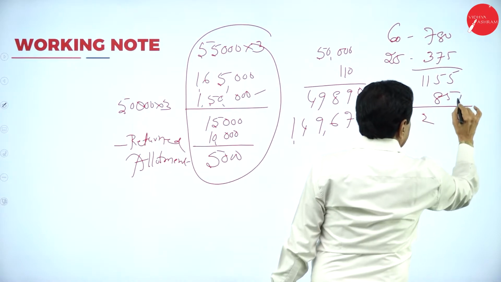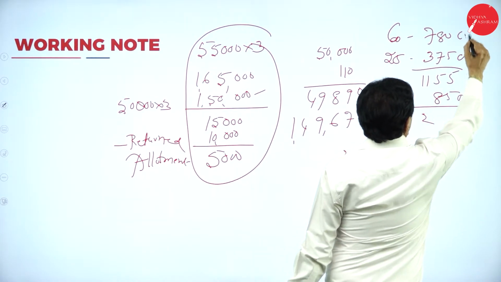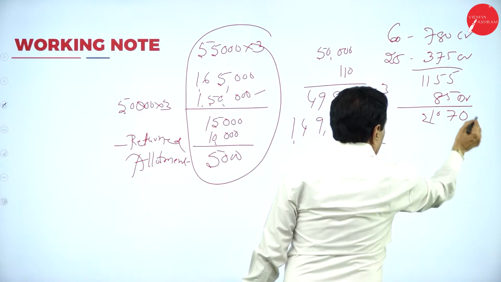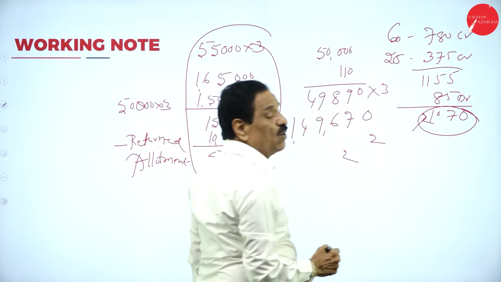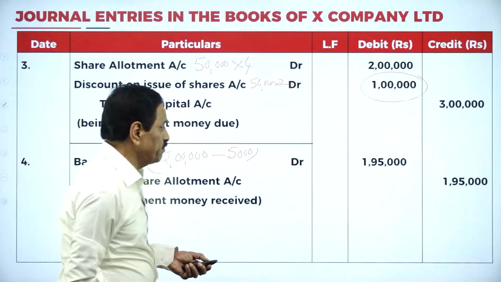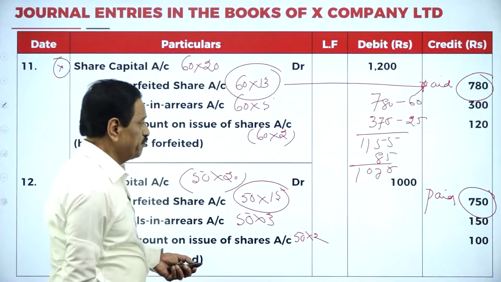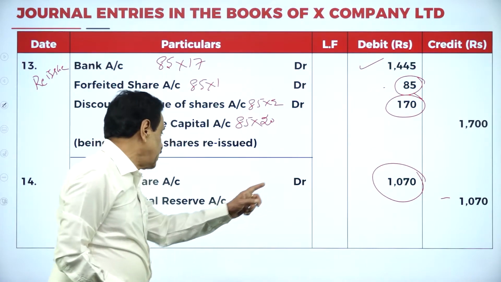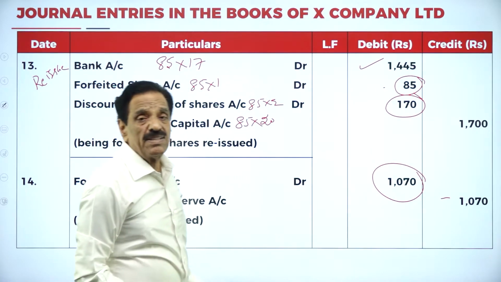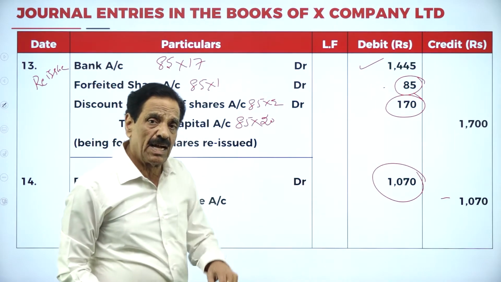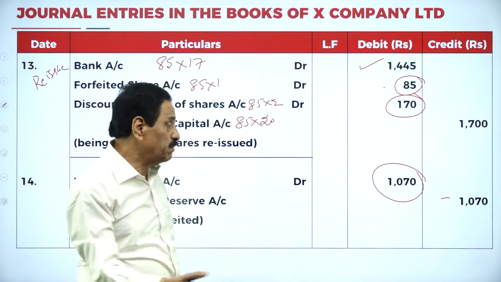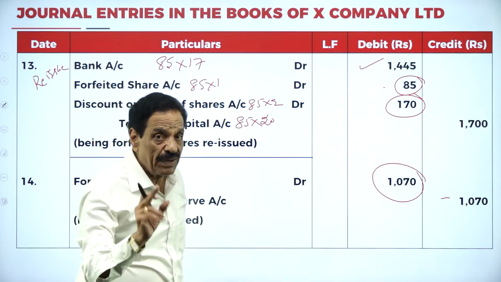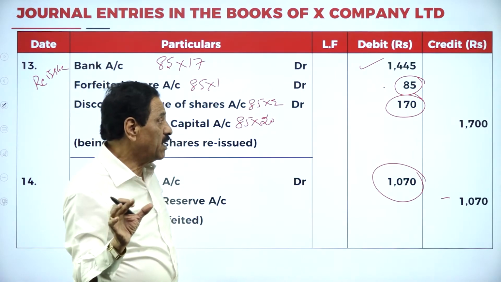Debit entry, credit entry, credit entry. Deduct, 1070. That will go to capital reserve. That's what we have shown. What's the entry? Forfeited shares account debit to capital reserve account. The excess amount will be kept in the capital reserve. If there is any shortage of funds, this money will be utilized. Actually this is for 85 shares; another 25 forfeited, not reissued.